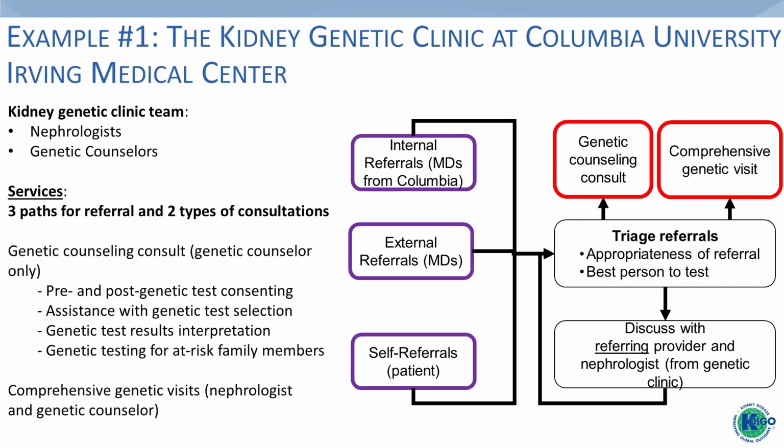At Columbia, our kidney genetic clinical team is organized with just nephrologists and genetic counselors, and you will see it's very different from what Albertien will present in the next slide for her center. The service is really just two services, as shown in red. One is genetic counseling consults, which are offered by genetic counselors only, who can provide pre- and post-genetic test counseling, assist on genetic test selection, genetic test result interpretation, and help with cascade screening or genetic testing for at-risk family members, or any other need, really, if it's family planning of other types.